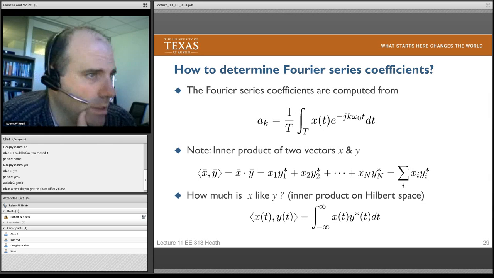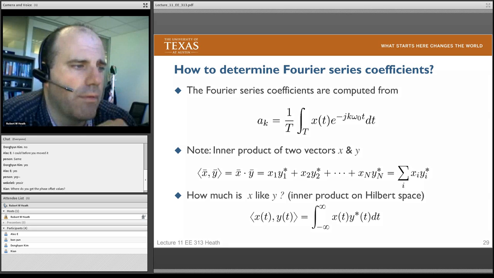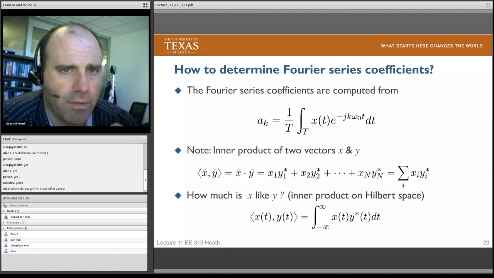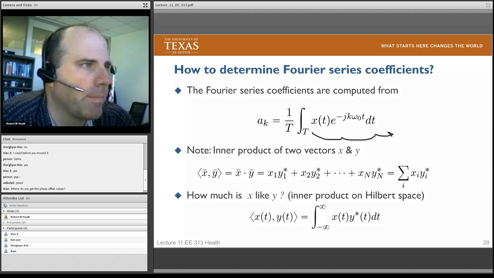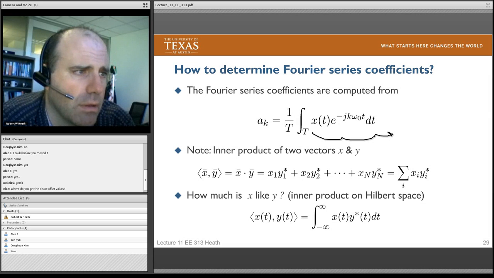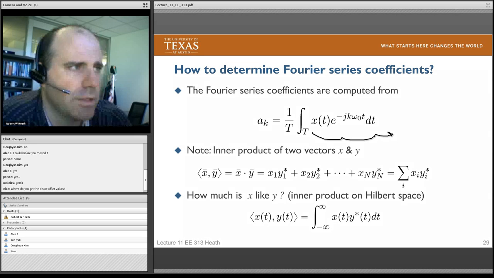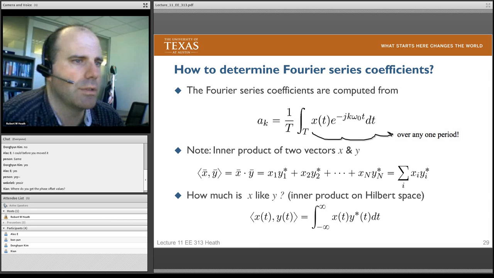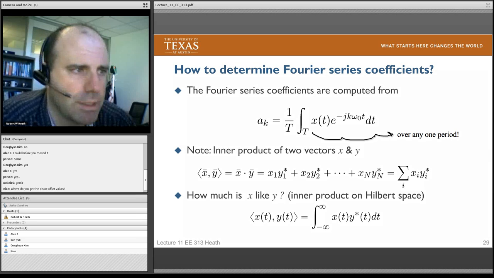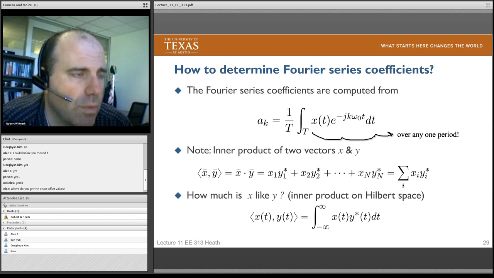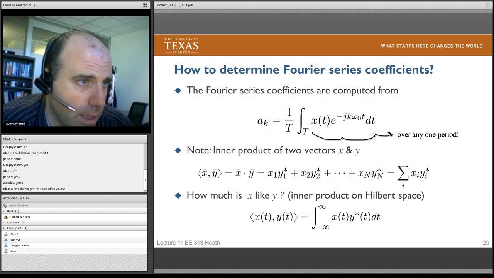All right, so let's look at this here. First of all, I'm going to give you the formula for finding the coefficients, and then we're going to go through and discuss why that formula makes sense. So the Fourier series coefficients are computed from the integral over one period. This T right here is just over any one period. You can have this over the first period, the second period, any period you want. And AK is, you normalize by T, the integral of x of t times e to the minus jK omega naught t dt.